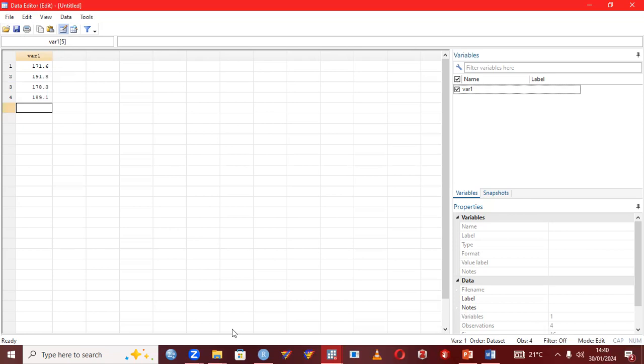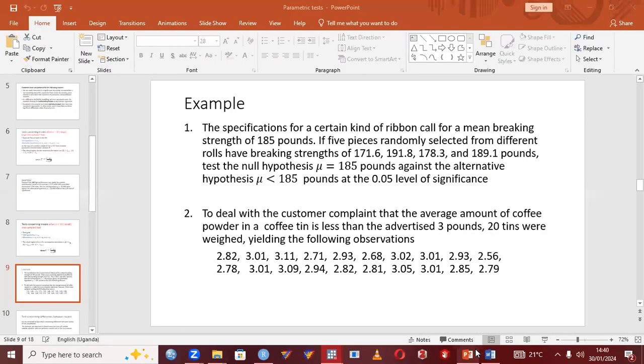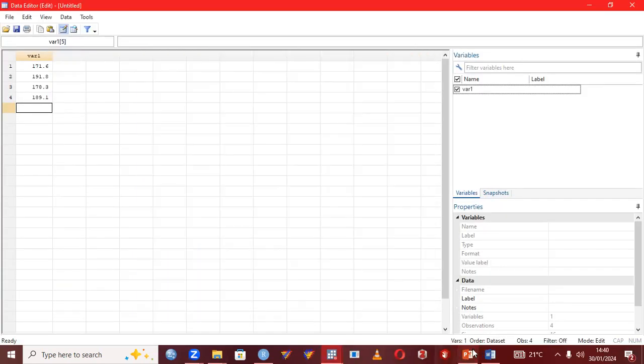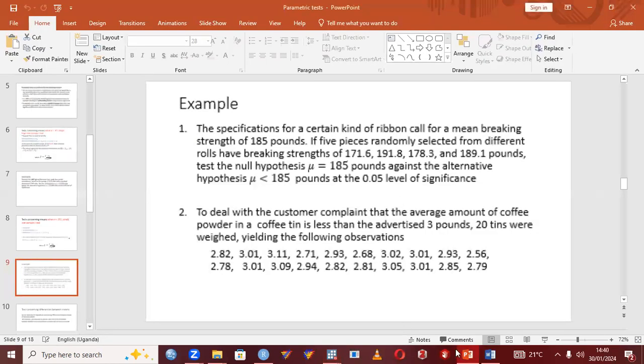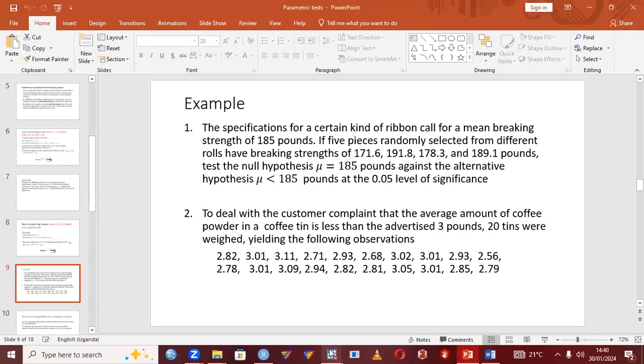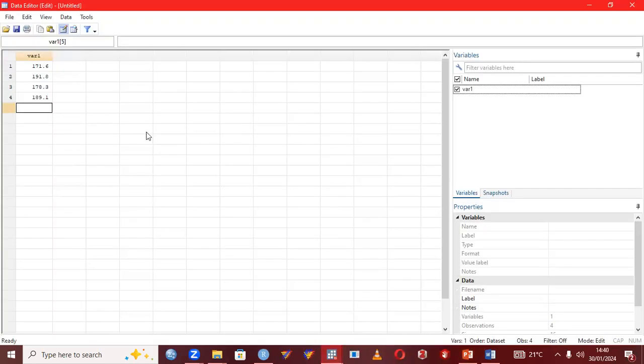Did I miss something? In the book, there are 4, not 5. Okay, the sample size there is only 4. They are 4, right? So there are 4. Yeah. So now I'm done entering my work in Stata. Is that okay?